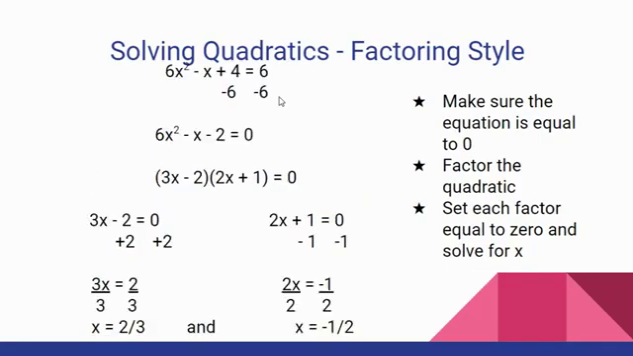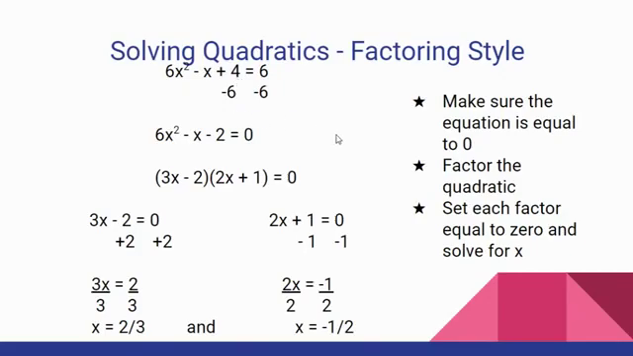Here's our second example. First, make sure that the equation is equal to 0. Unfortunately, this one is not, but it needs to be, so I am going to make the right side of the equation equal to 0 by subtracting 6 from both sides. I'll subtract 6 minus 6, which is 0, and 4 minus 6, which is negative 2. I subtracted the 6 from the 4 because they are like terms.